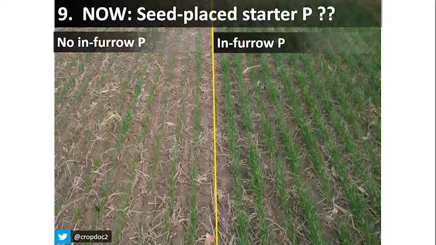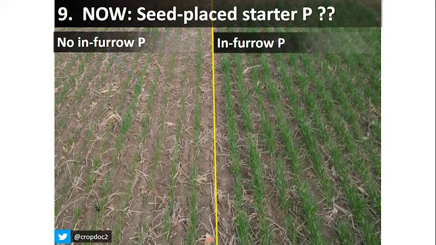So this is a kind of a neat one. This is number 9. So seed placed starter fertilizer, okay, phosphorus. It's very important as well in terms of achieving a uniform heading out in your field. So if a wheat crop is deficient in phosphorus, it will delay in heading. It will have a delay in heading.